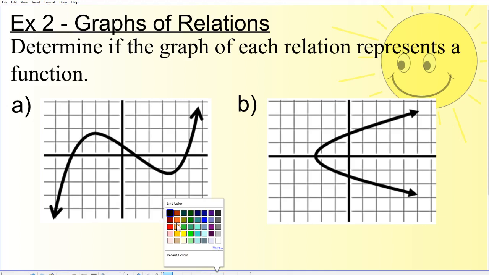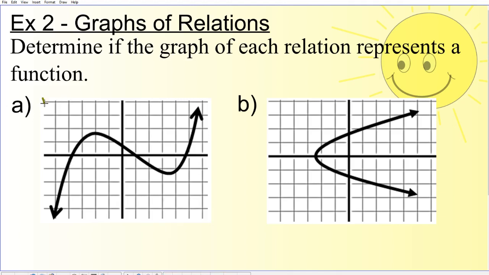So here, I'm going to take my line. I'm going to make him, why not green? I like green. It's my favorite color. So I drew a nice vertical line. And what I'm looking to see is, I'm going to take this vertical line, and for you, on your paper, you could use like your pencil, and you just take your pencil and you drag it across your graph, kind of like I'm doing here.